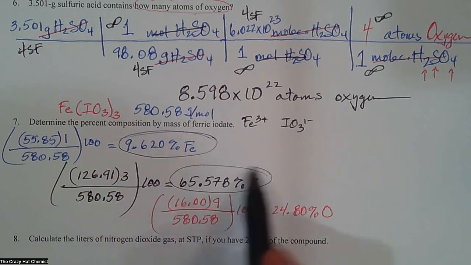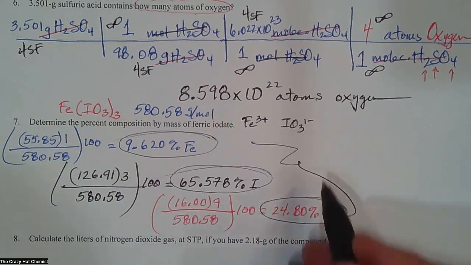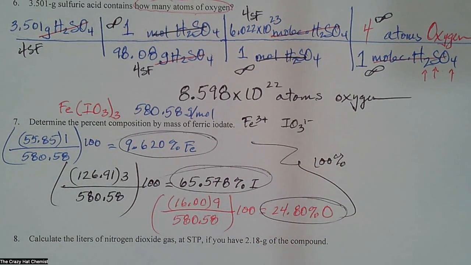And if this is correct, then what you should be able to do is sum up this number, sum up this number, and sum up this number, and they should be very closely approximating 100%. That should be your check on this problem to see if you got it correct. And if you don't check that, that is totally bad on you. So make sure you check that.